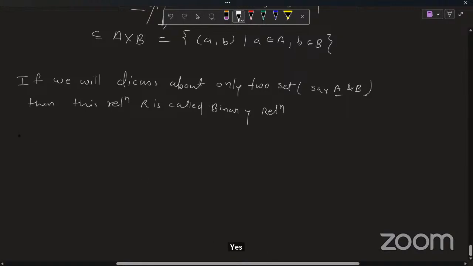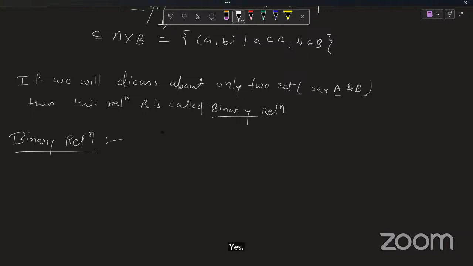Now, in that case, we will only discuss binary relations. So you understood what a binary relation is? If we define a relation between two sets, then that is a binary relation. Understood? Yes, sir. So we will discuss types of binary relation. Someone will say, sir, is there any relation which is not binary? Yes. If you take a relation on A, B, and C, then that will be a tertiary relation, not a binary relation. In binary relation, usually we discuss two sets.